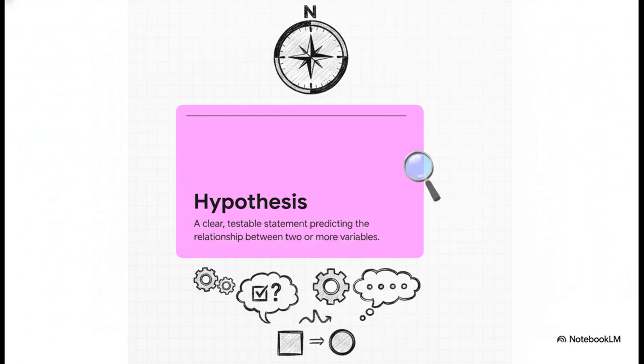Every massive discovery starts with one hyper-focused question. Basically, your hypothesis is the compass for your whole investigation. It's not just some random wild guess. It's a clear, testable statement predicting how different variables relate to each other. And honestly, the golden rule here is simple. If you can't test it, it's not a valid hypothesis.